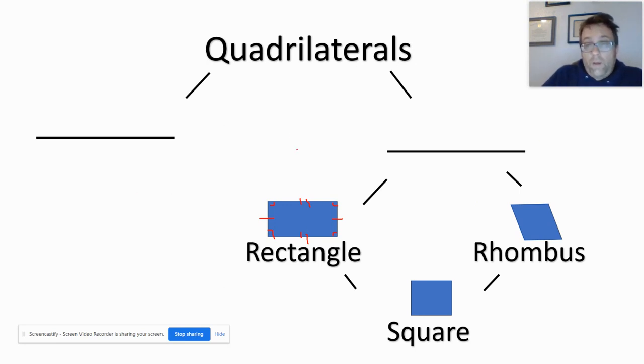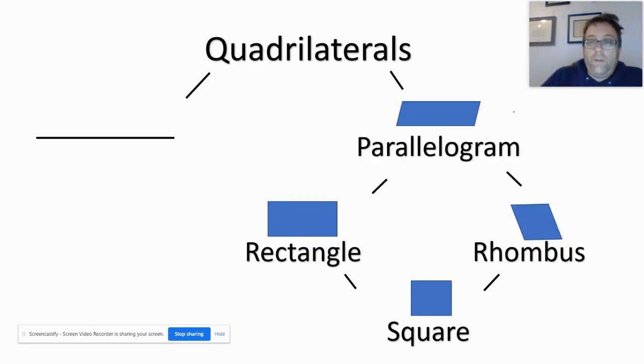Now, what's common about all four of these is the rectangle has a parallel side here and a parallel side here, two sets of parallel sides. Square has two sets of parallel sides, and the rhombus also has two sets of parallel sides. That is the definition of a parallelogram. A parallelogram has two sets of parallel sides.